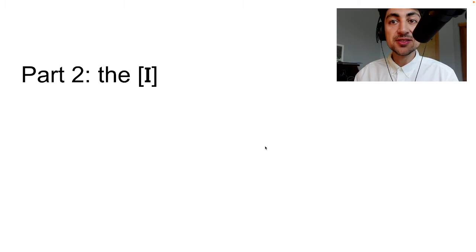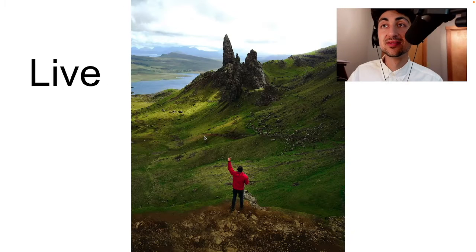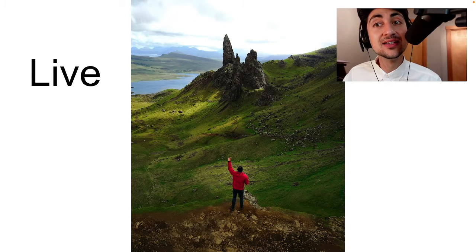Next, we are going to focus on the I vowel. Después lo vamos a comparar con el otro vowel I. So we have I versus I. So let's look at the first example. This is for leave. This is the one we've looked at already. Leave. Like this woman is leaving the room. And now for the I sound. Live. Can you even hear a difference between that? Leave, live. There is a real difference here.